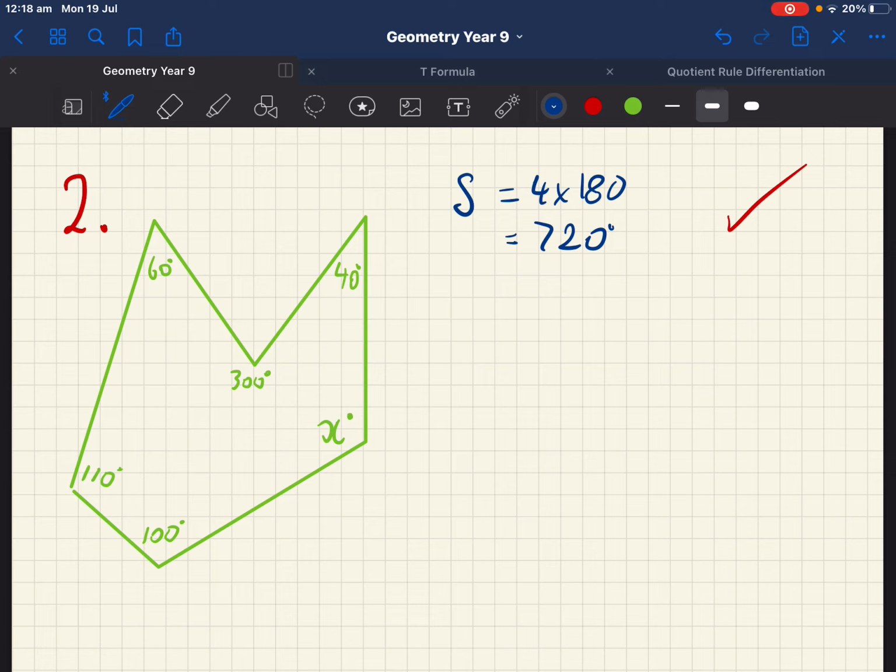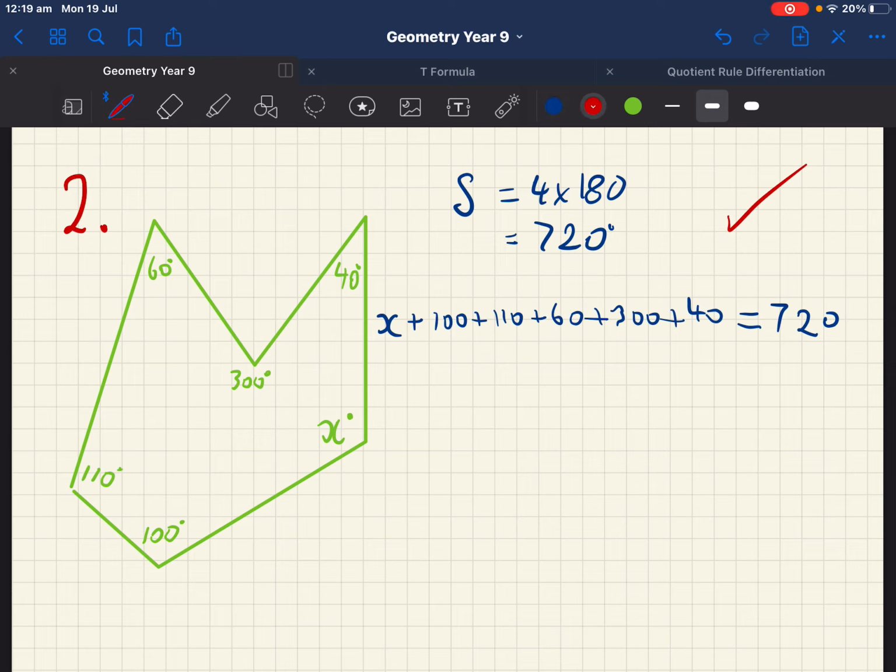Let's go ahead and do it. All right, so I'm going to start with the x, that angle there, plus 100, plus 110, plus the 60, plus the 300, plus the 40. Okay, so if we add up all of these 6 angles, it will equal in total 720 degrees. That's us using our geometry.